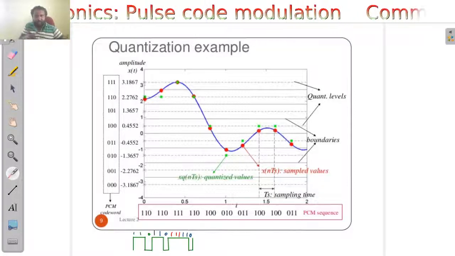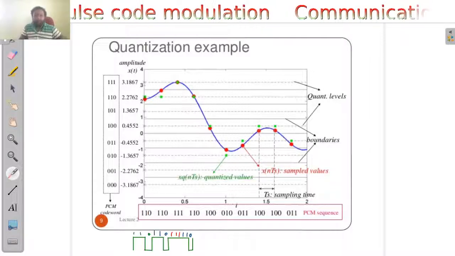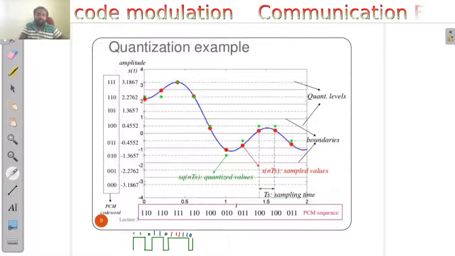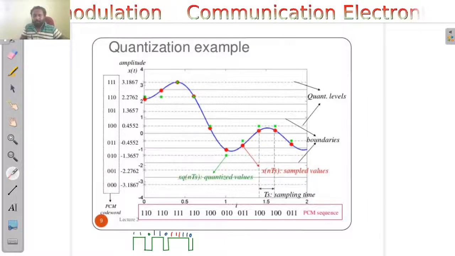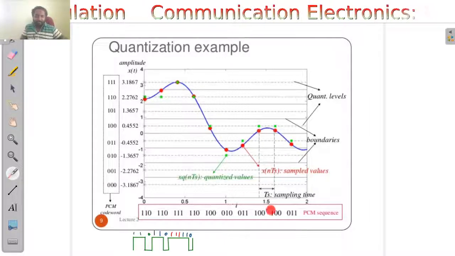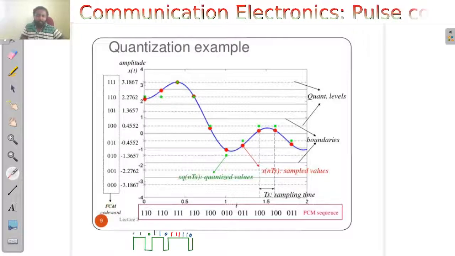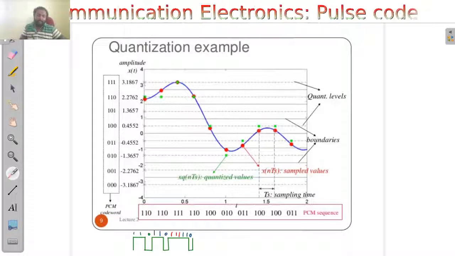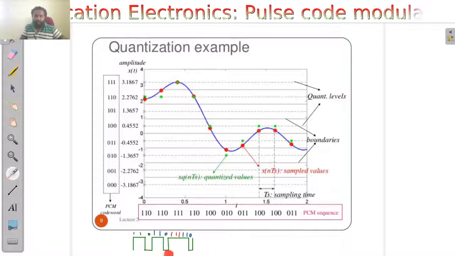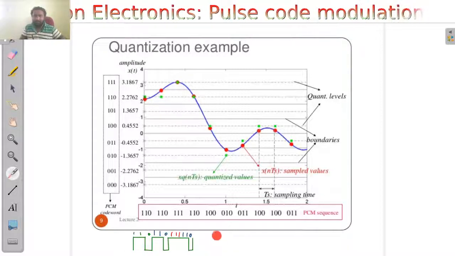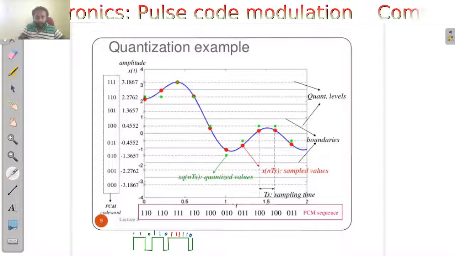So the third step is encoding, and in the process of encoding you will be converting each of these sampled and quantized green colored dots into its corresponding PCM sequence, or the PCM code word is being sent. So this is the PCM code word, and it will be sent like this as a series of pulses and troughs, peaks and troughs. So this is the essence of pulse code modulation.